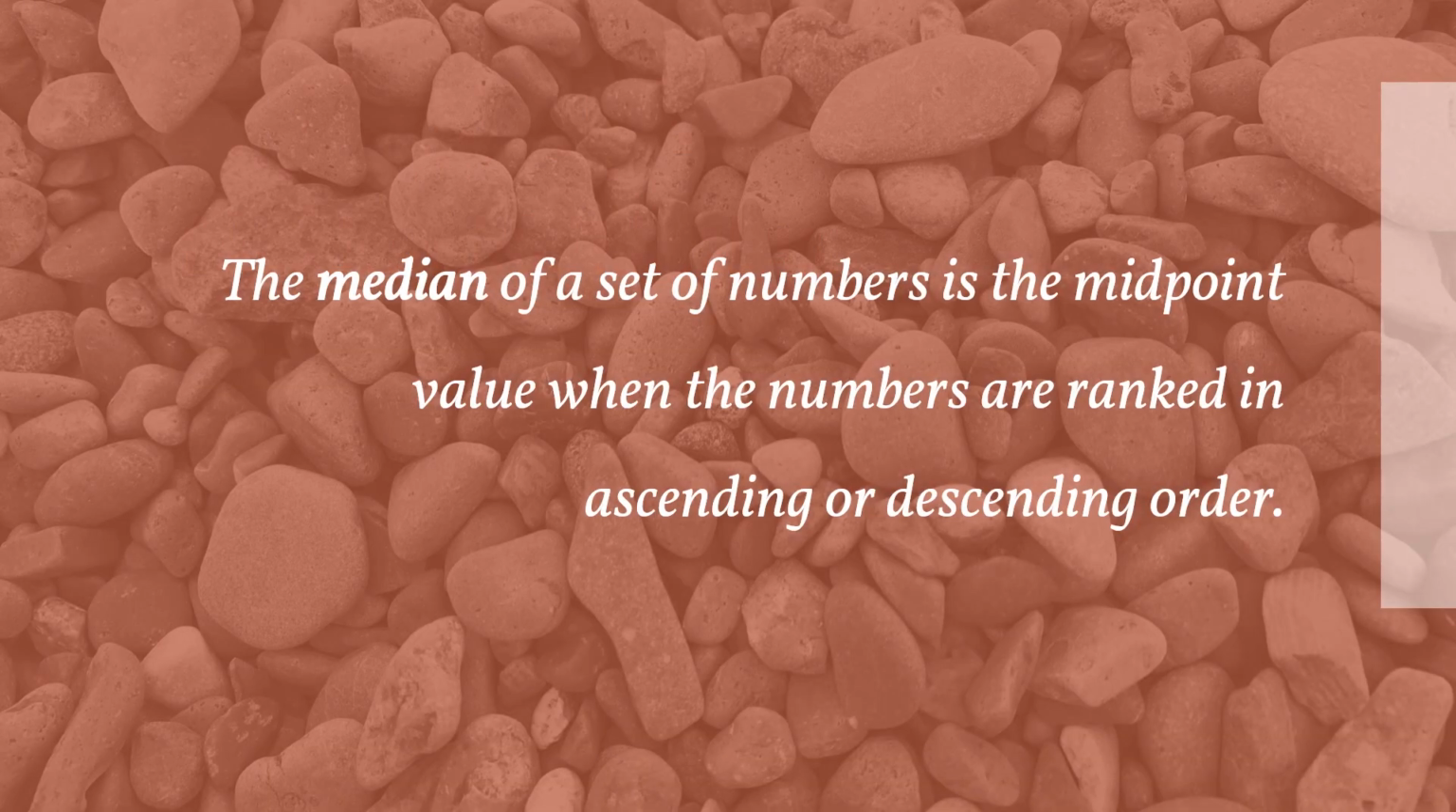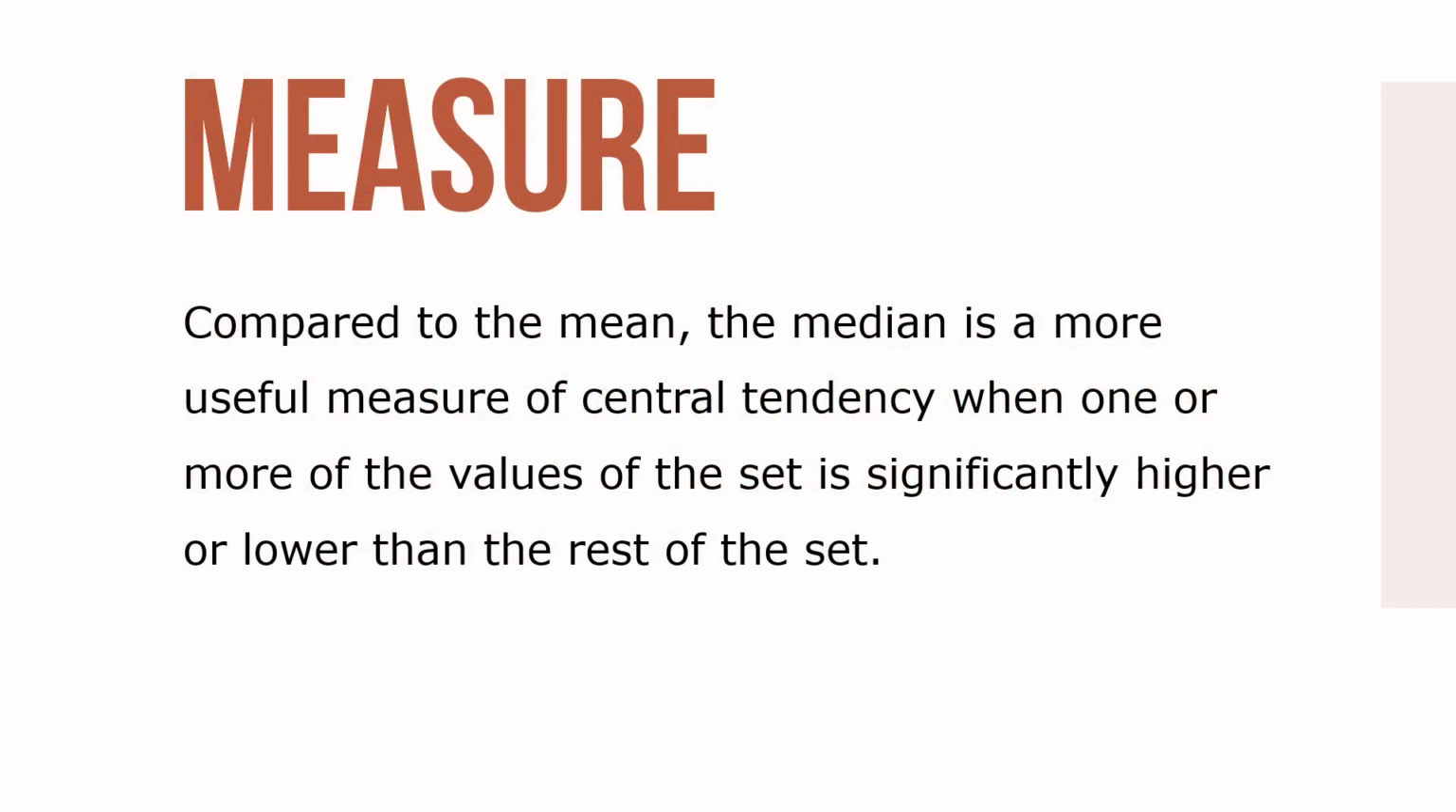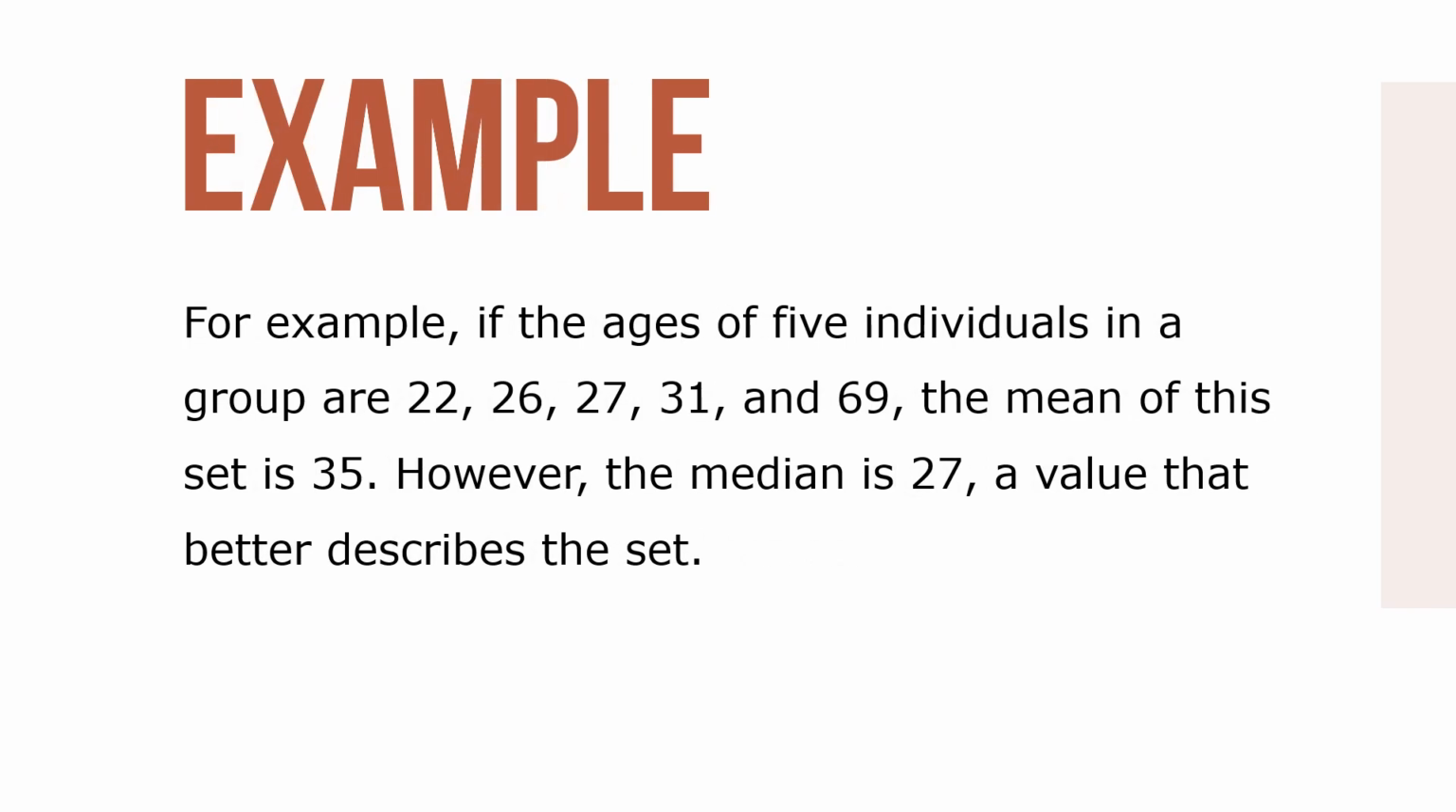The median of a set of numbers is the midpoint value when the numbers are ranked in ascending or descending order. Compared to the mean, the median is a more useful measure of central tendency when one or more of the values of the set is significantly higher or lower than the rest of the set. For example, if ages of 5 individuals in a group are 22, 26, 27, 31, and 69, the mean of this set is 35. However, the median is 27, a value that better describes the set.